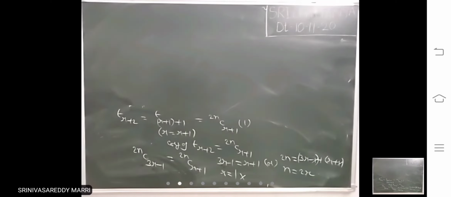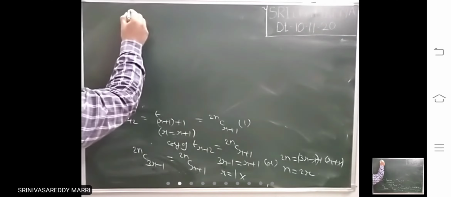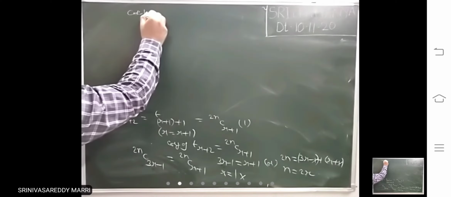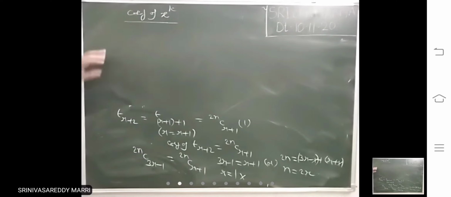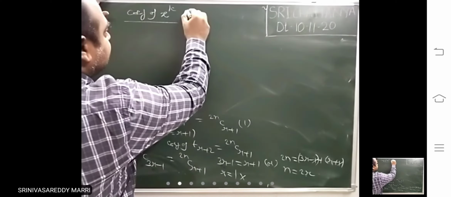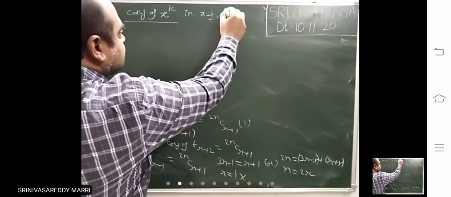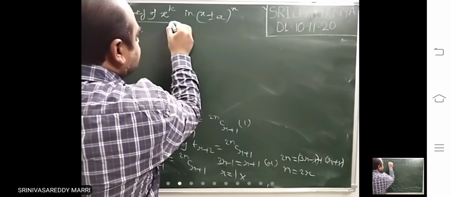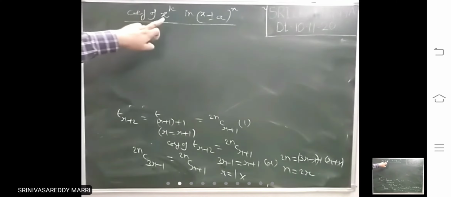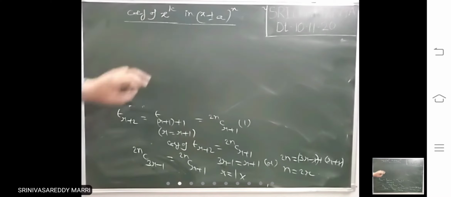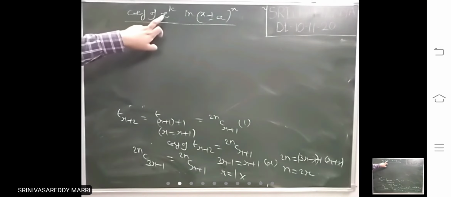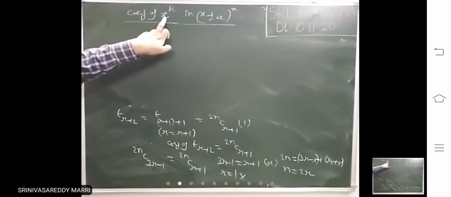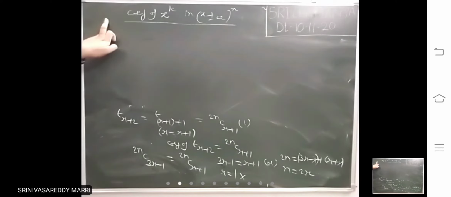Next. The coefficient of x power k in the expansion of a binomial. Expansion, okay, means this is not the term. If you are expanding, you will get x power terms. In which term this x power k will be there, you have to find that, and then the constant before this will be there, that constant you have to find out.